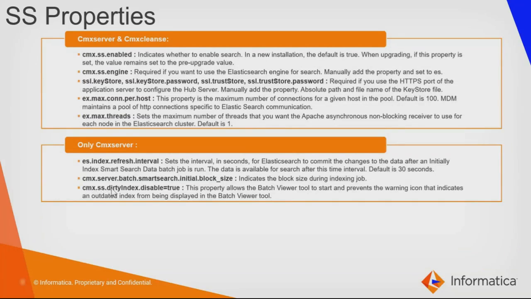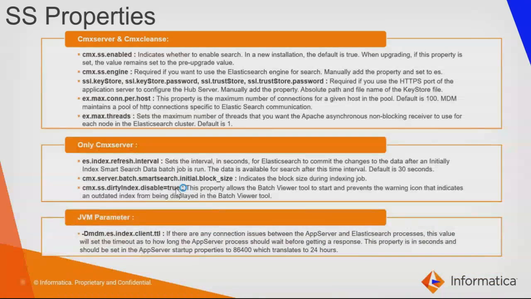The next one is CMX SS dirty index disable equals true. Sometimes we have noticed that when we launch the Hub Console and traverse to the batch viewer, it usually gets hung. There, this property comes into the picture. It will disable whatever dirty index we have. It will not load it, and your batch viewer will load properly. This property is needed when we have Smart Search enabled.